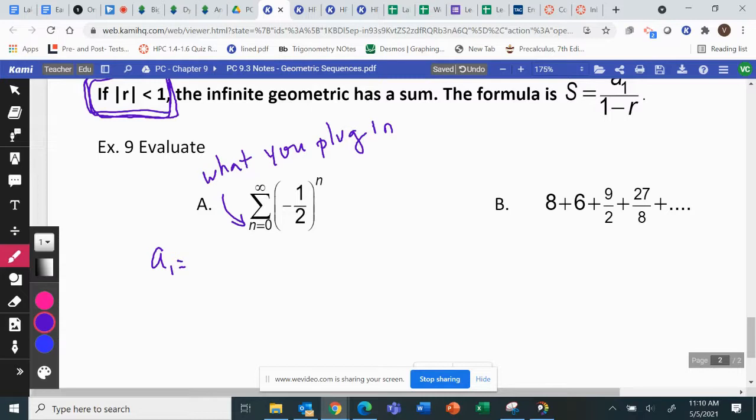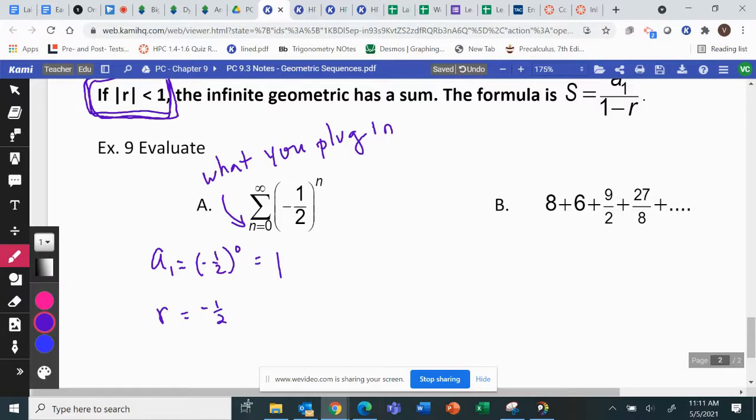And the first one, the bottom one, is for the first term. So a sub 1, we're plugging in 0. So I'm going to have negative a half to the 0 power, which is 1. And then my R. So you can find your a sub 2 and make a ratio of a sub 2 over a sub 1, or you might be able to recognize what is R. What's R? Negative a half.